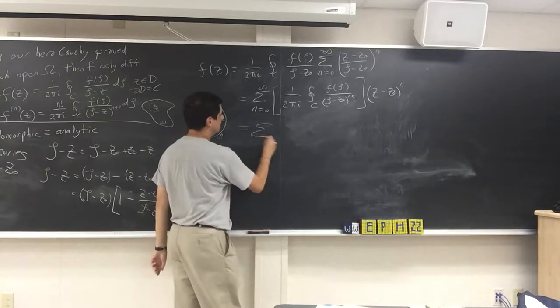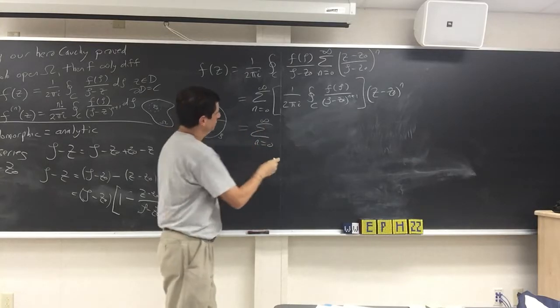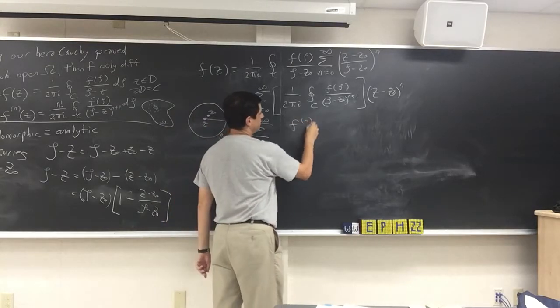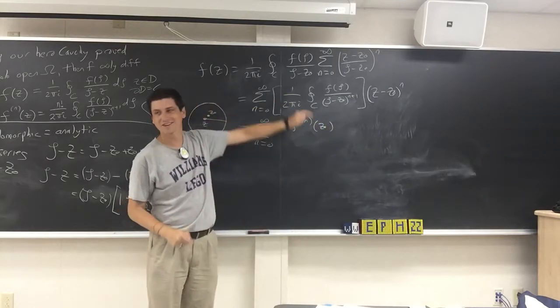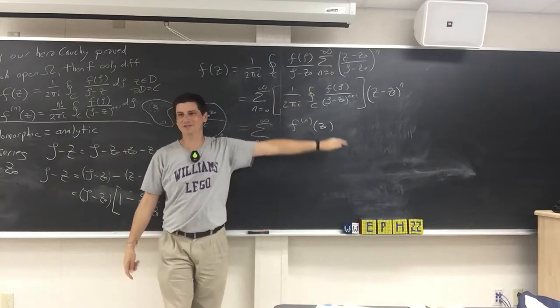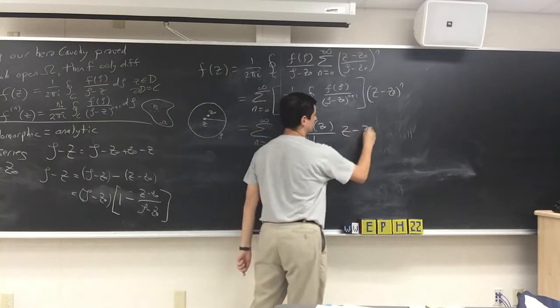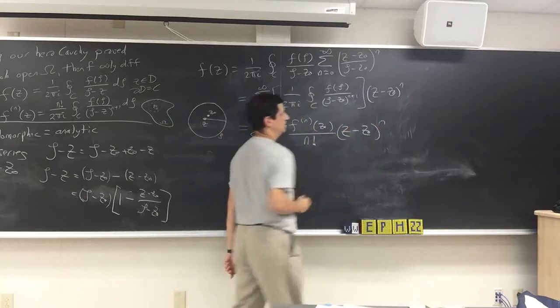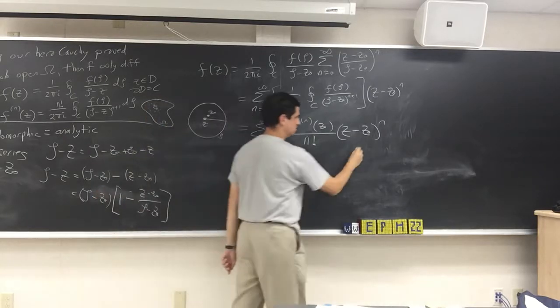And so this is now the sum, n goes from 0 to infinity, of the nth derivative at z naught. But we have a 1 here, and over here on this board, we have an n factorial. So we have to multiply by n factorial and divide by n factorial. Oh, life is good, right? And there you go. Absolutely amazing.